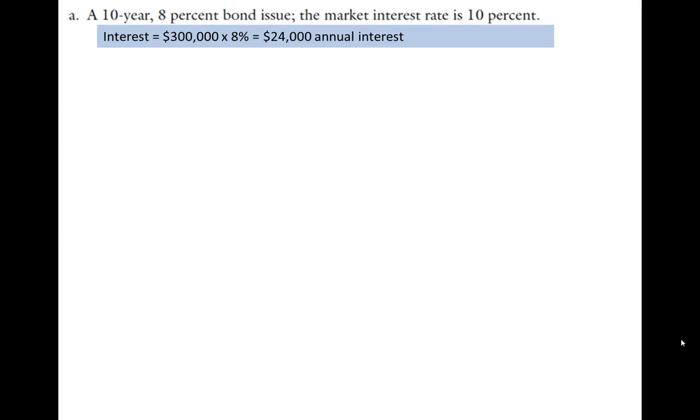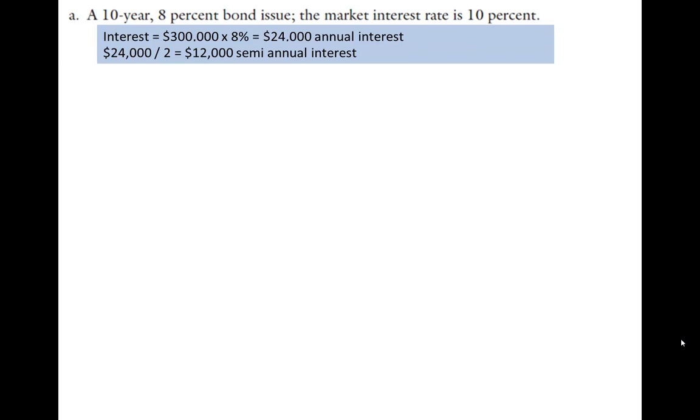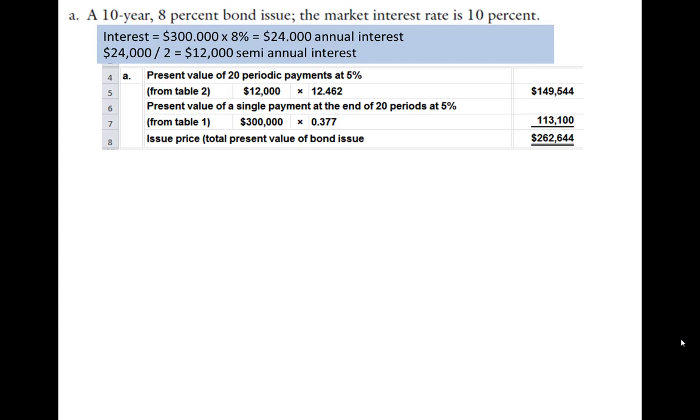So first we need to calculate our interest. That's not given to us here. So we have a bond issue of $300,000 times our face rate, which is the 8%, gives us $24,000 annual interest. But keep in mind that we're paying interest semi-annually, so twice a year. So if we split the $24,000 up over 2 times for the year, we're going to have $12,000 in semi-annual interest payments. So then we need to calculate, like we did in previous assignments, the present value for the interest and then the present value for the lump sum, the $300,000.